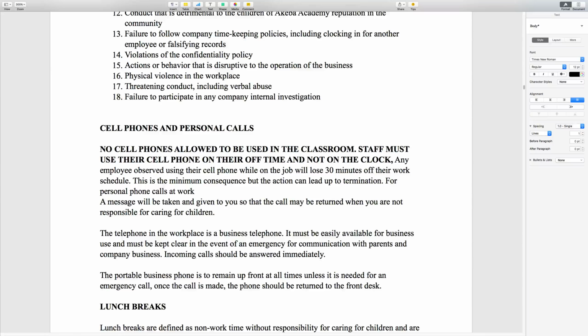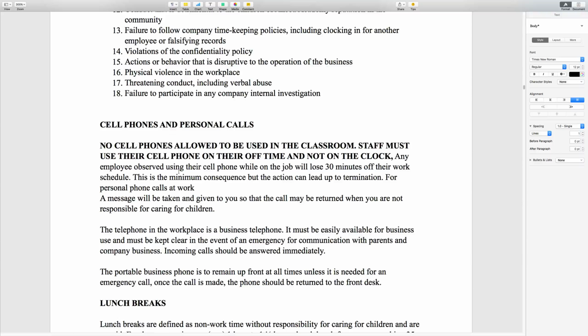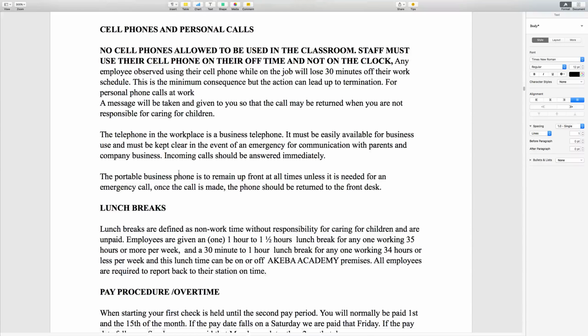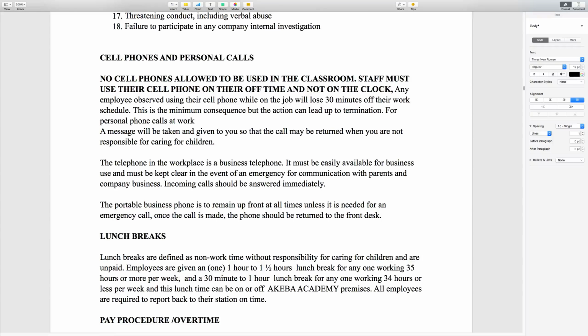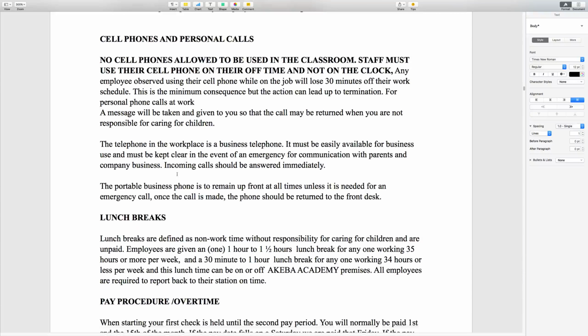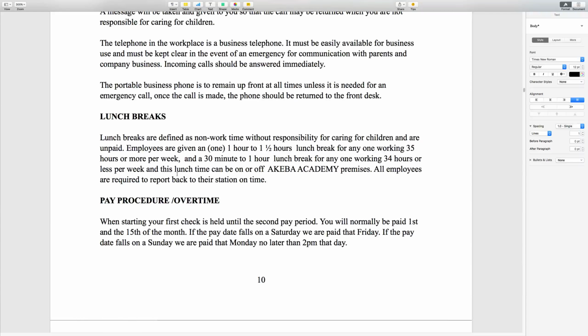Cell phones. We reserve the right to ask those not to bring their cell phones on the job, but if they do and they are not off the clock and they're using it on our time, then we can deduct 30 minutes from their time for being on their cell phones. Lunch breaks. And now when you do that, make sure that they're acknowledging that they are on their phone and that they're wrong for being on their phone.